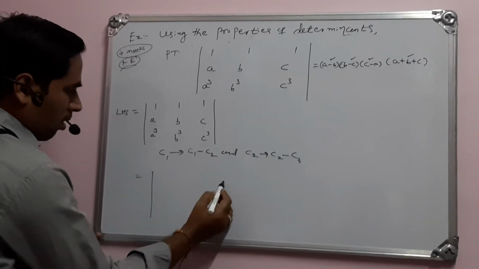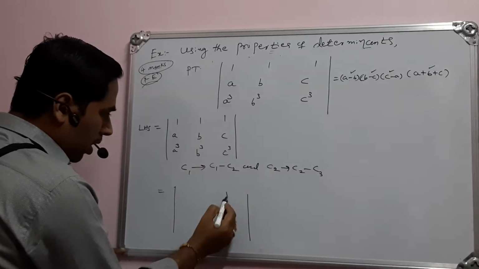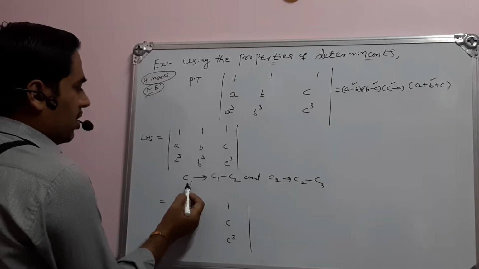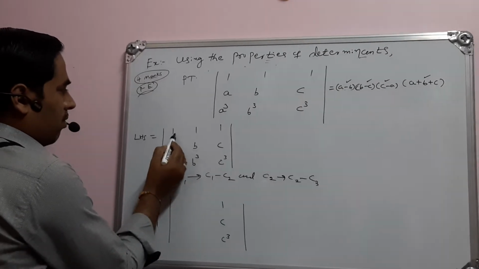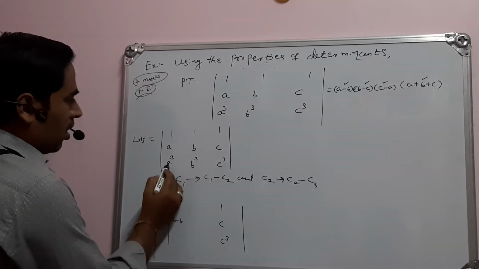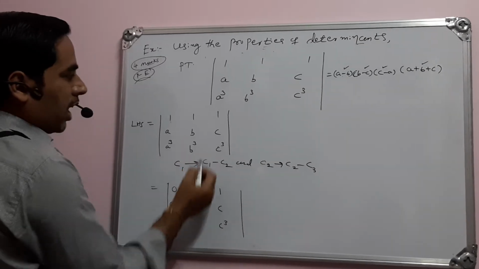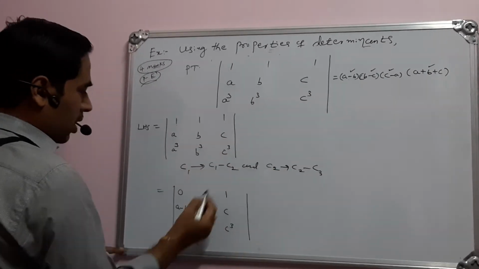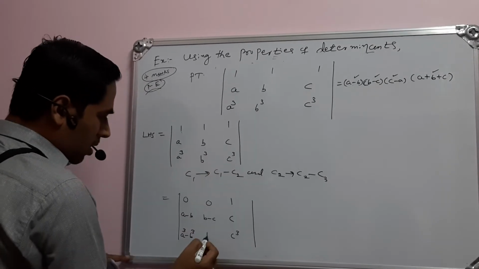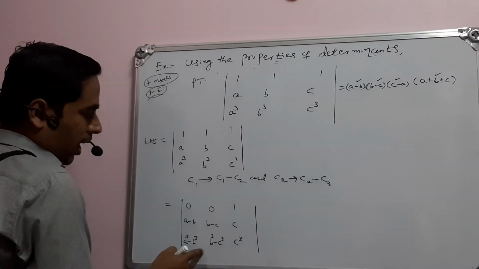Then see the third column. It's column wise, so the third column will not change. I can write it as it is: 1, c, c cube. C1 changes to C1 minus C2: 1 minus 1 is 0, then a minus b, then a cube minus b cube. This is the first column. Second column is second column minus third column: 1 minus 1 is 0, then b minus c, then b cube minus c cube. So applying these two column operations, I get this.